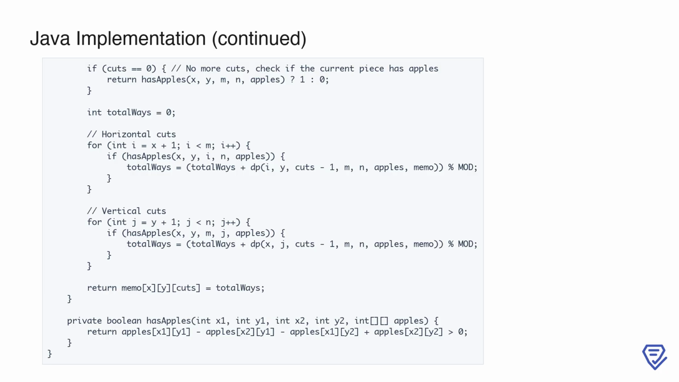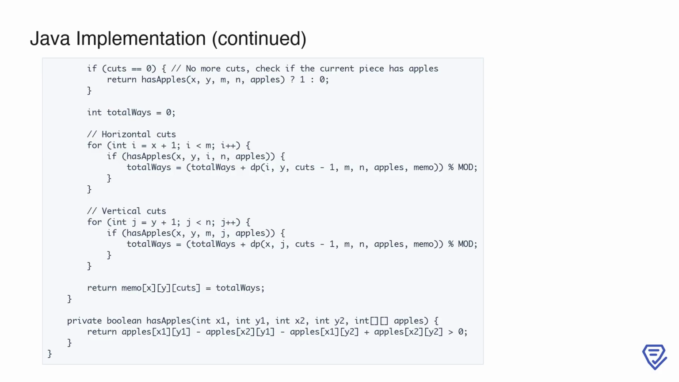Next, if no cuts are left, we verify if the current piece of pizza contains any apples using the hasApples helper method. If it does, we return 1, indicating a valid way to slice the pizza, otherwise, we return 0. We then initialize a variable total ways to accumulate the number of valid ways to make the cuts.